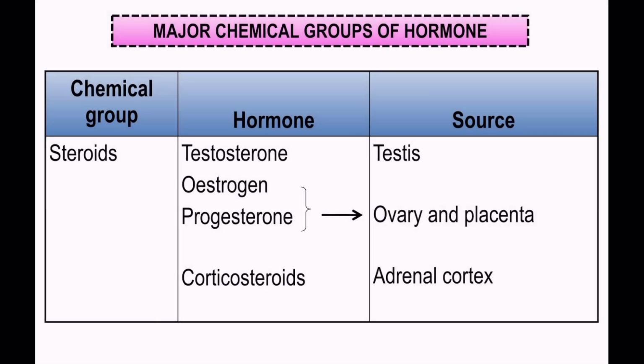We also know that hormones can be made up from the chemical group of steroid. Their examples are testosterone hormone that is secreted in testes in male individuals, and estrogen and progesterone hormone secreted in ovary and placenta in female individuals. And we all have adrenal cortex that secretes the corticosteroid.